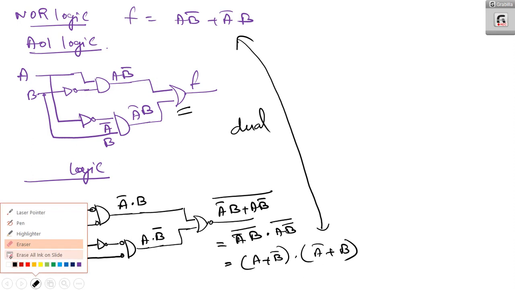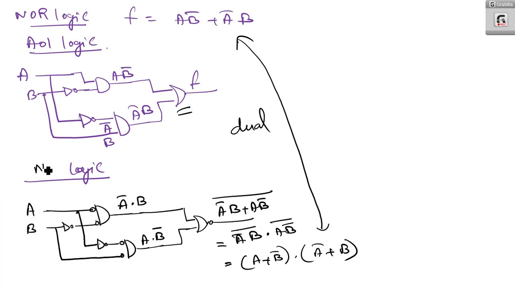Going into NOR logic. Okay, so again NOR logic. Here what we can have is A, which is given in as NOT. B is also NOTed and given in.